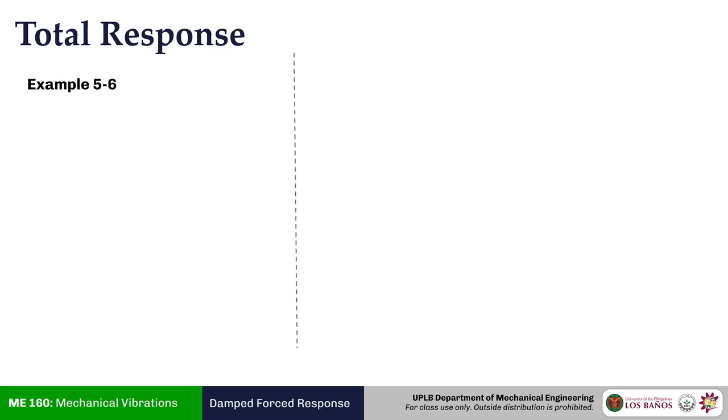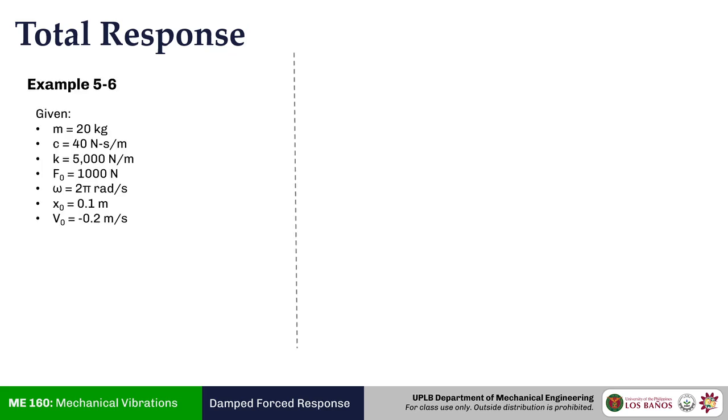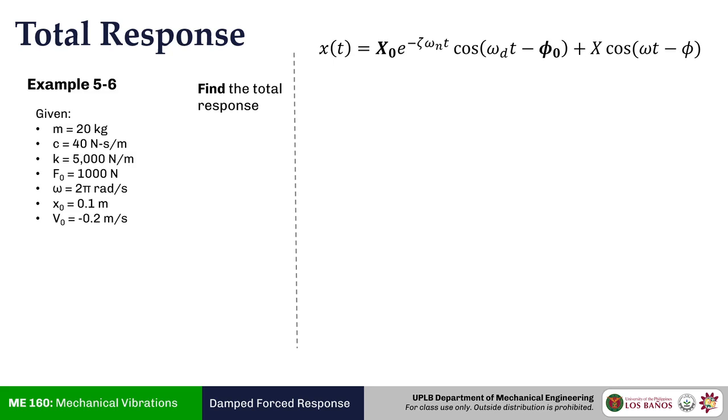So, meron tayong example sa module, it's 5.6. These are the given and we're asked to find the total response. So, dahil underdamped na in-examine natin, underdamped lang din yung example natin. So, here's the total equation. One tactic is to just state the equation and then solve for the missing variables or properties.